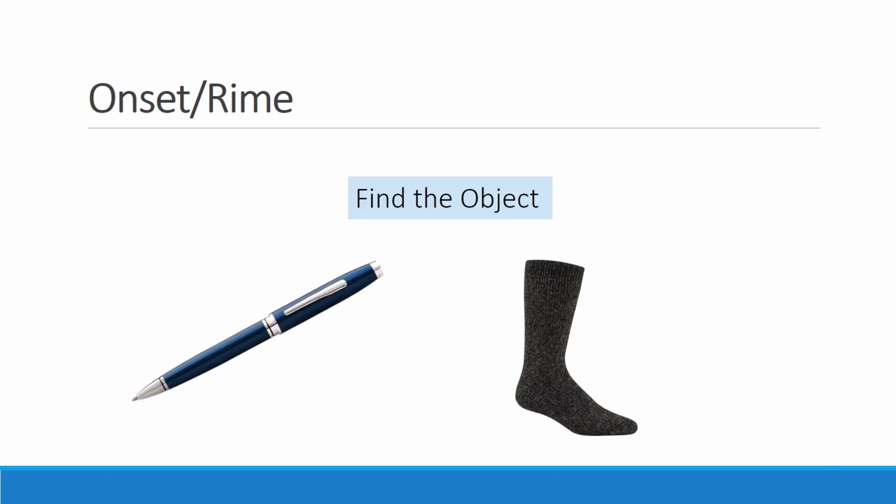Provide visual support and choice to students when first introducing the concept of onset and rime. Display picture cards or real object choices. Then say, I'm thinking of a word that begins with p and ends with n. Students should identify the word you were thinking of was the pen.